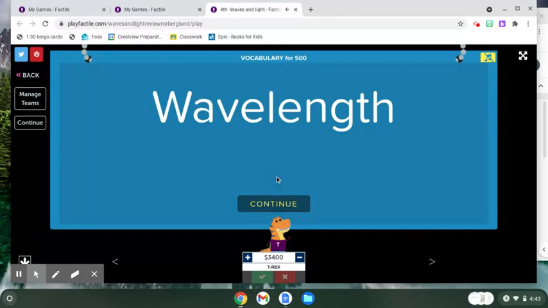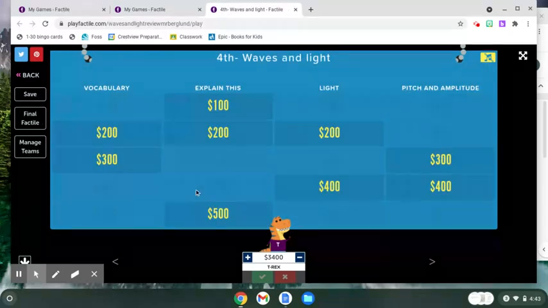Is there going to be a picture that shows up? Maybe not.